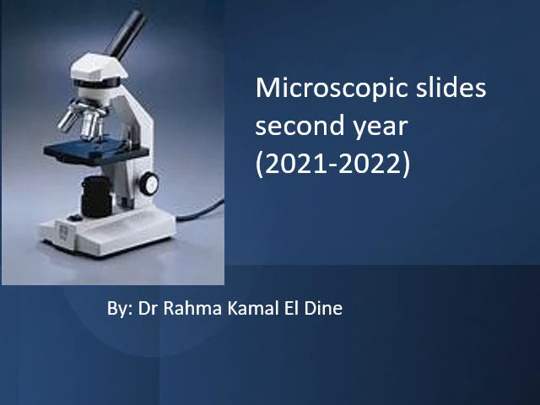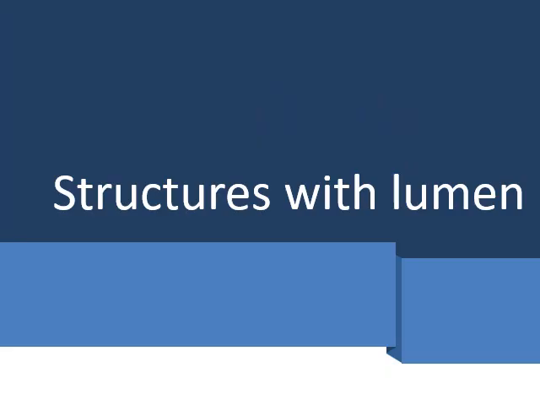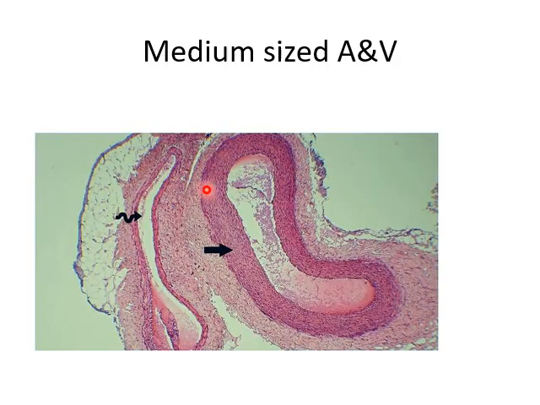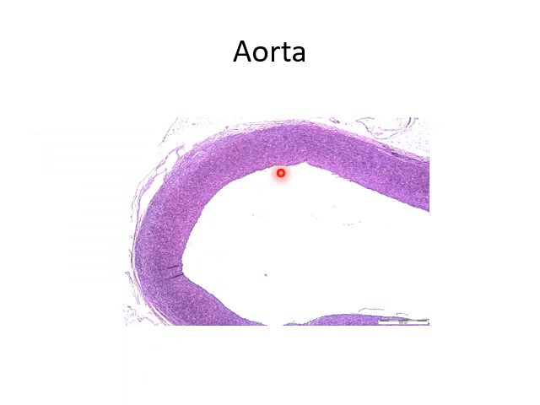Okay, there are low power slides, there are fixed slides, and there are CNS microscopic slides. If I inspect a structure containing a lumen under the microscope, it may be either a medium-sized artery or vein. This is the artery, with a thick wall, and the vein, with a thin wall and a wide adventitia. Aorta, or large elastic vessel: the media is formed mainly of elastic fibers, fenestrated elastic membrane.